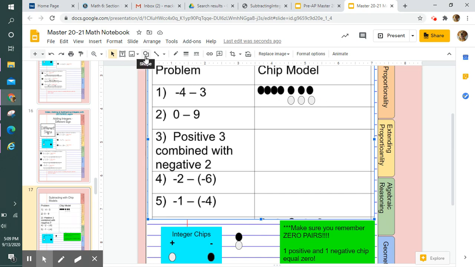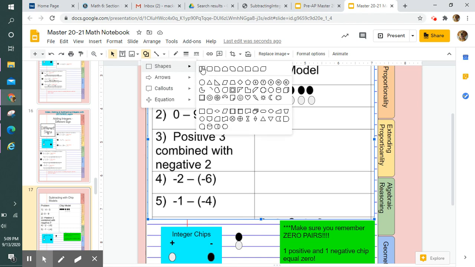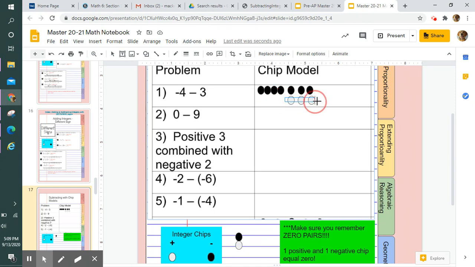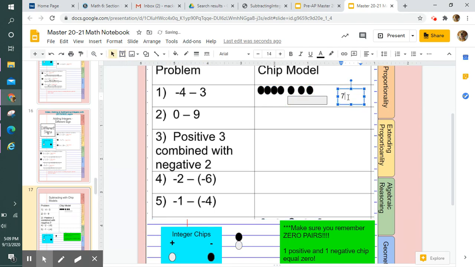Okay, but now if you notice, I have 3 positives that I can take away. So what I want you guys to do is I want you guys to draw a rectangle. So click up here on shapes and click a rectangle. And we're going to put a rectangle around these 3 zeros that we're taking away. Okay, those 3 are going bye-bye. Those are the ones that we took away. So now what we have left is 1, 2, 3, 4, 5, 6, and 7 chips. So our answer to our question is 7 of them, but hold on, what kind of chips are they? Are they positive or are they negative? They're all negative, so my answer is -7.